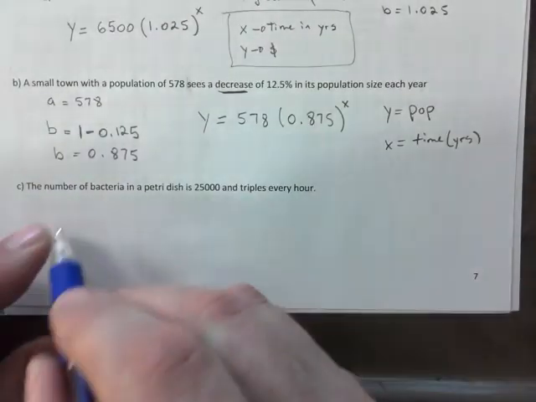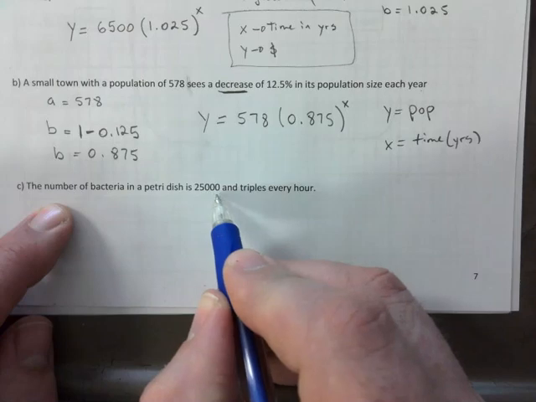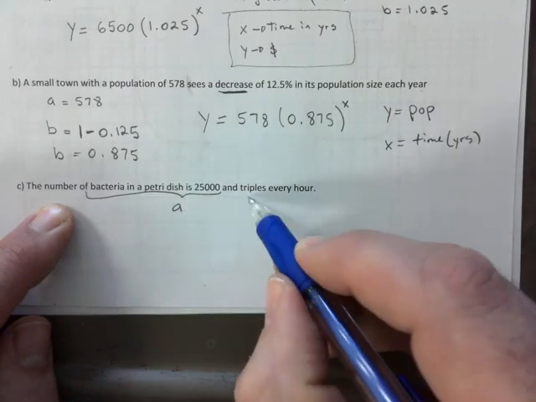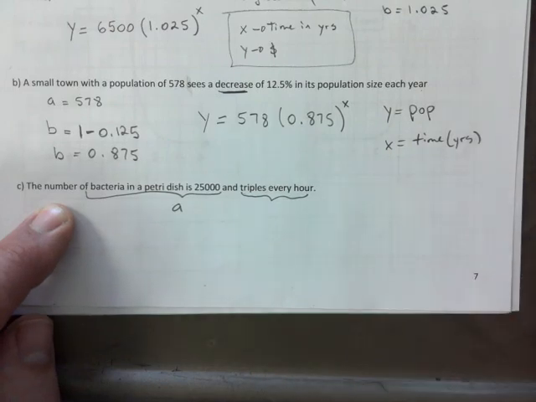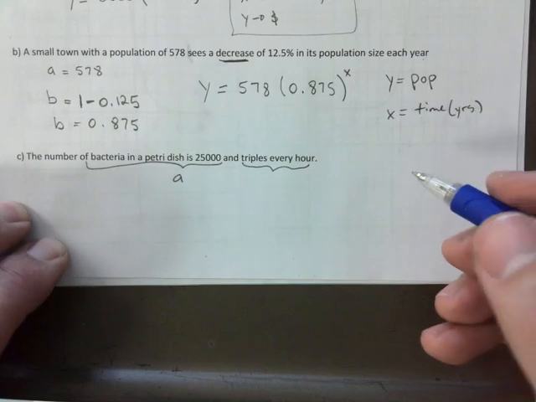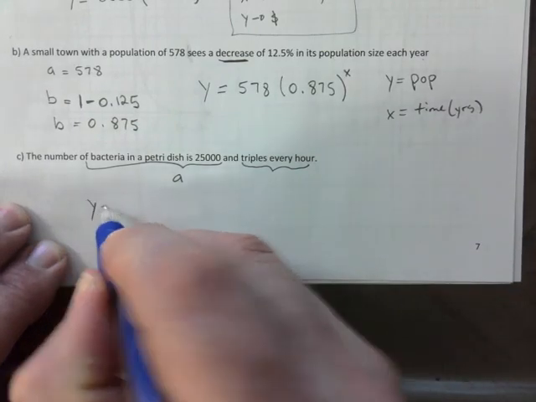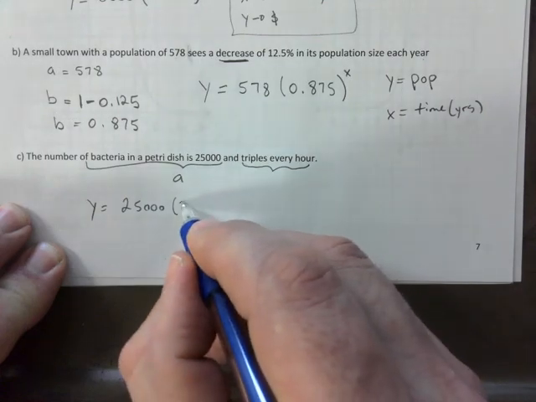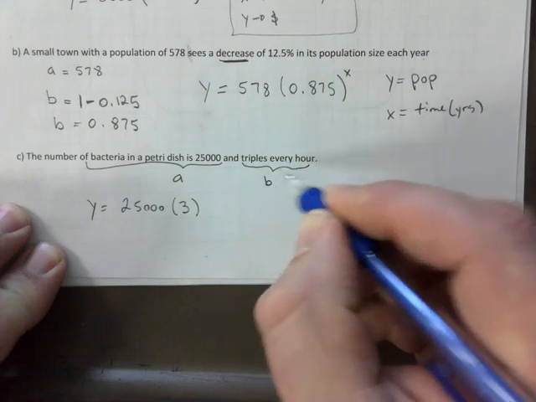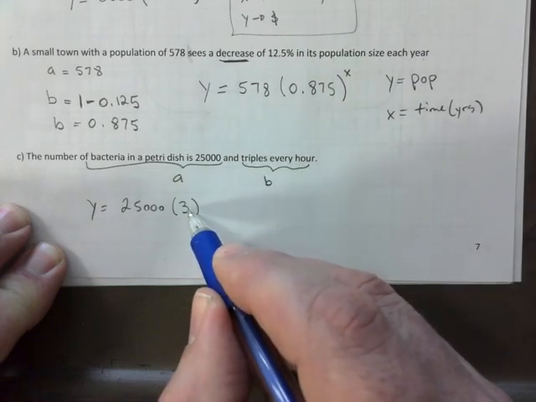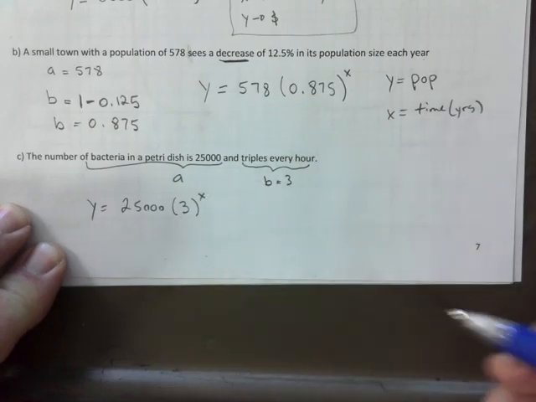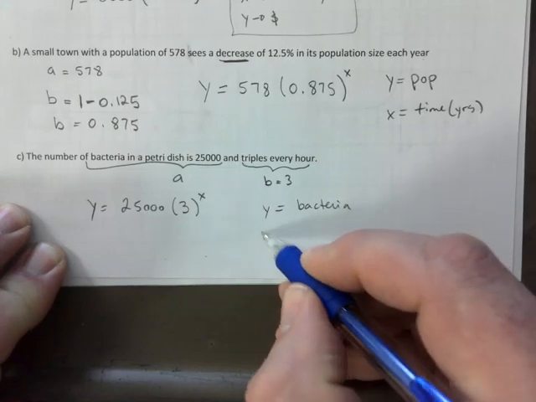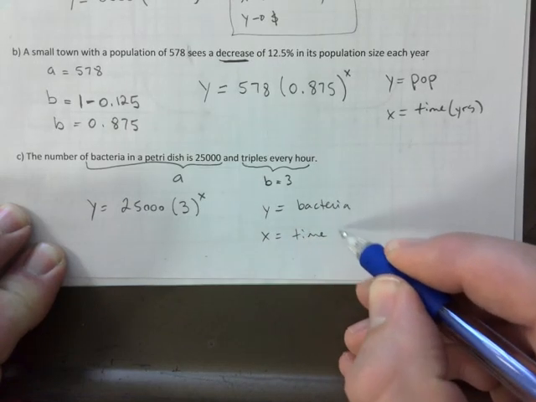All right. The number of bacteria in a petri dish is 25,000. Okay. So this is bacteria in a petri dish. This is A. And it triples every hour. Okay. What does that mean? Yeah, you got to go y is equal to 25,000, and you literally just put the 3 in there. This is B. When it says triples, you put that in there. Just like that. B is equal to 3, and to the power of x. Where y is the number of bacteria and x is the time in hours.